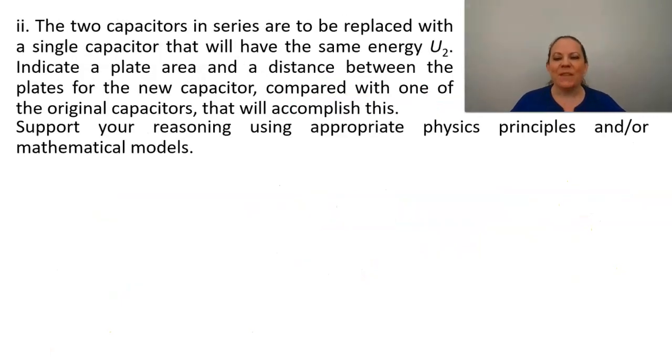Part 2. The two capacitors in series are to be replaced with a single capacitor that will have the same energy U2. Indicate a plate area and a distance between the plates for the new capacitor compared with one of the original capacitors that will accomplish this. Support your reasoning using appropriate physics principles and/or mathematical models.